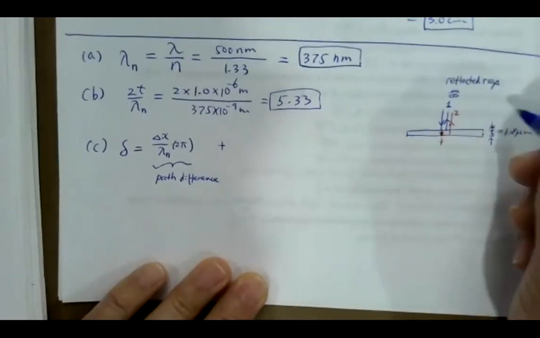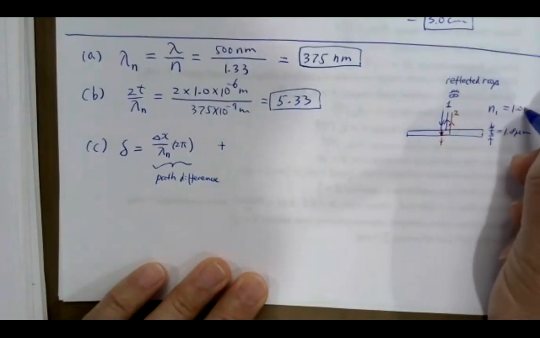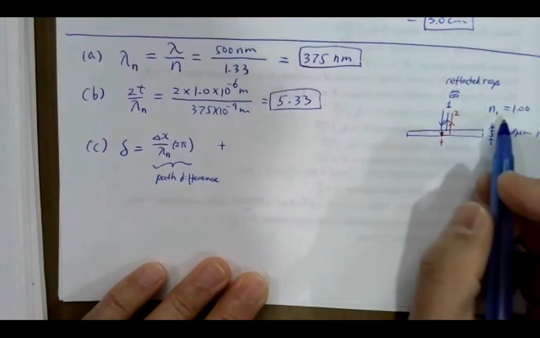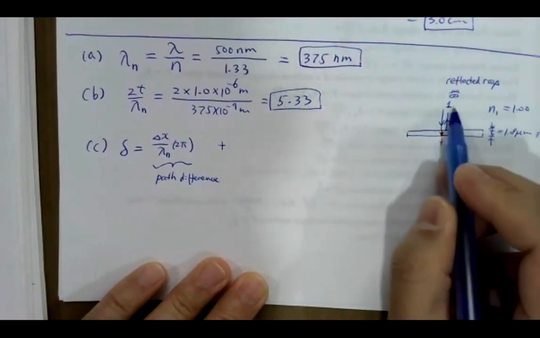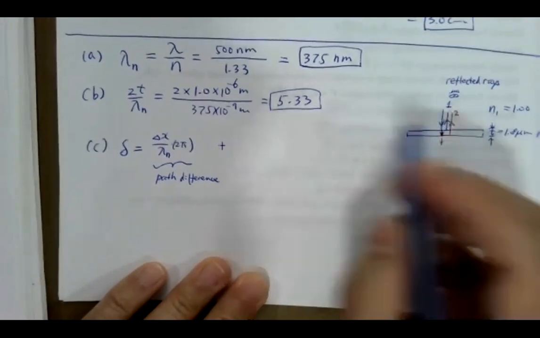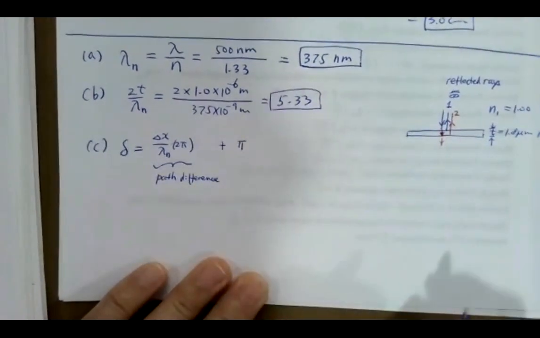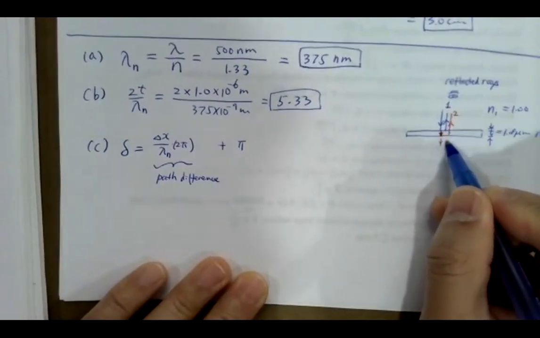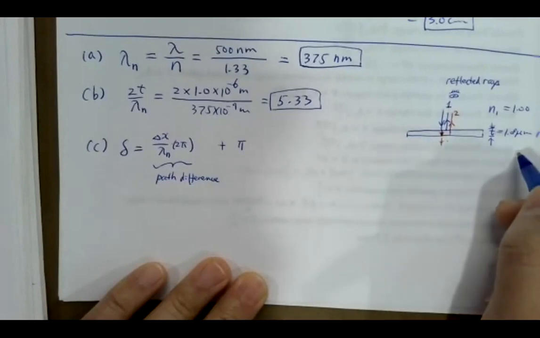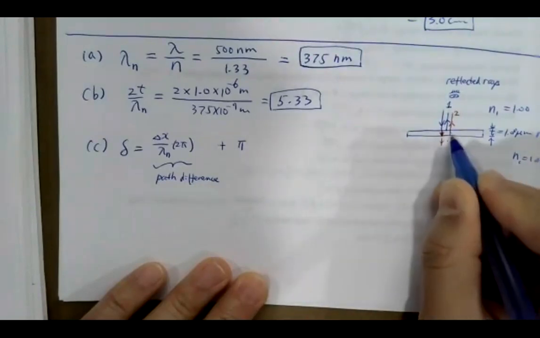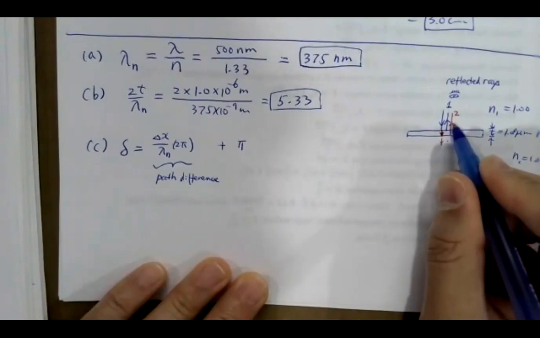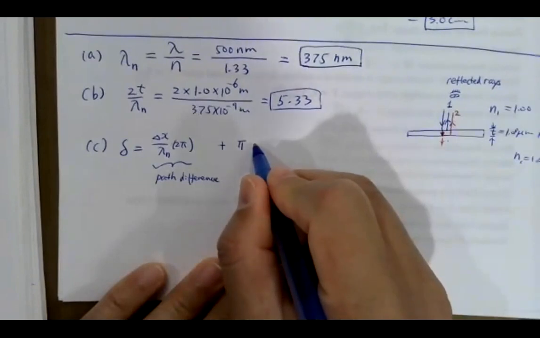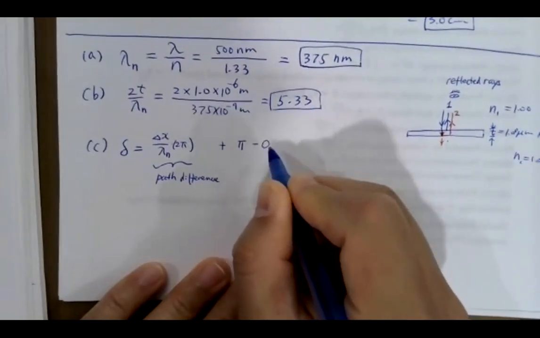For ray 1, you are going from n1, which is pretty much 1, and then this is water, which is 1.33. So you are going from a thinner medium to a thicker medium, so your ray 1 will have a phase change of pi. For ray 2, it goes from water, and then the other side is air again. So you're going from a thicker medium to a thinner medium, so this one will not have a phase change. That means that's 0.